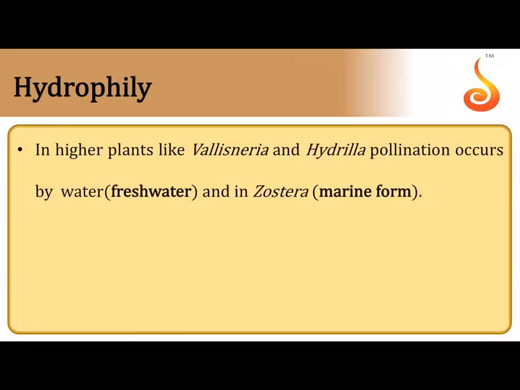In higher plants, we are going to learn pollination in plants like Vallisneria, in which pollination happens on the surface of the water. Another example is Hydrilla. Both of them are freshwater, and one member, which is a marine member, is called Zostera, where pollination happens underwater. So please, for your syllabus, you should remember we are going to learn pollination in Vallisneria that happens on the surface of the water, and pollination in Zostera, which is the marine grass in which pollination happens underwater, that is in submerged conditions.